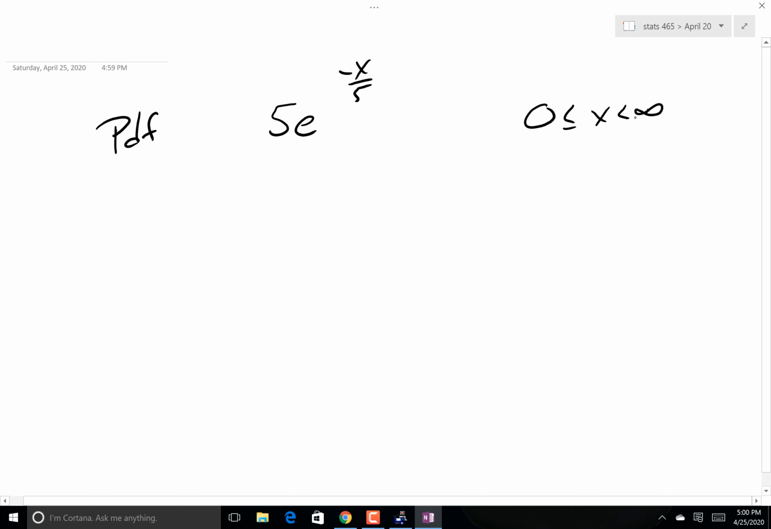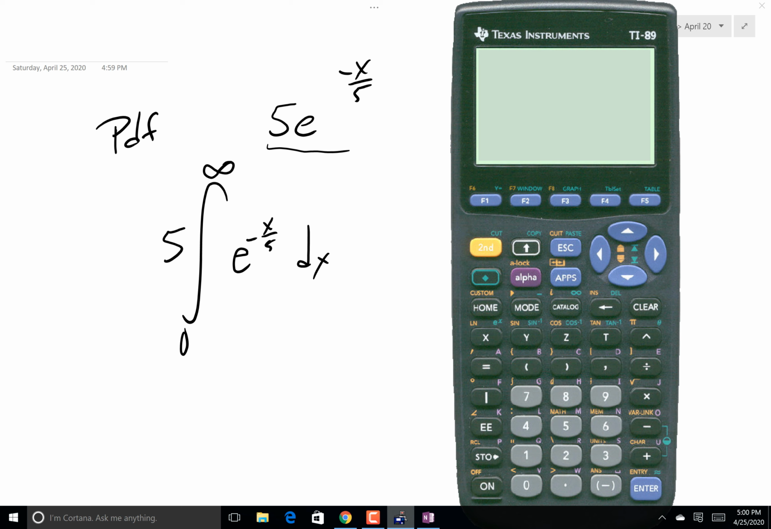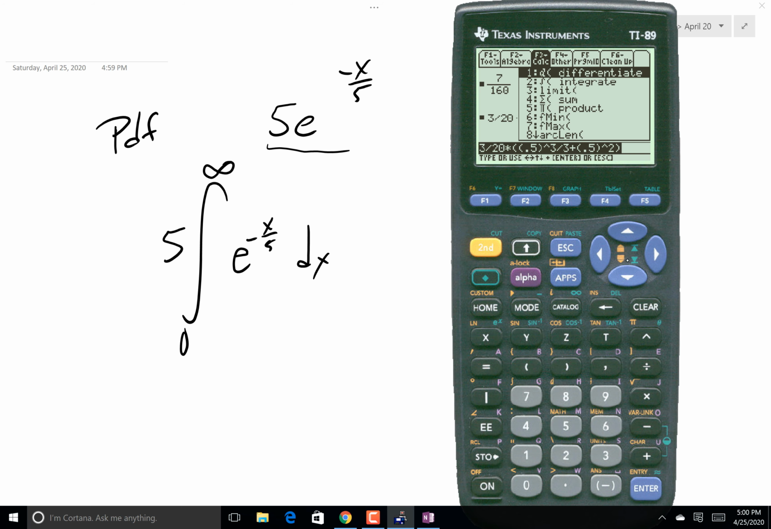That's just weird. So this is my PDF. Let's see if, in fact, it is a PDF or not. Remember, if it is a PDF, what should happen? It should integrate to 1 over the whole thing. Now, it's been a while, and you may not remember how to integrate this. A little substitution, you know. I'm just going to do it like this to get the antiderivative.